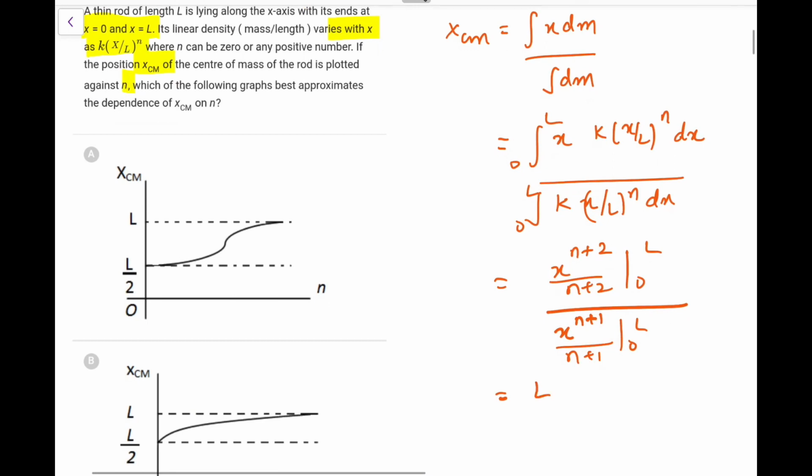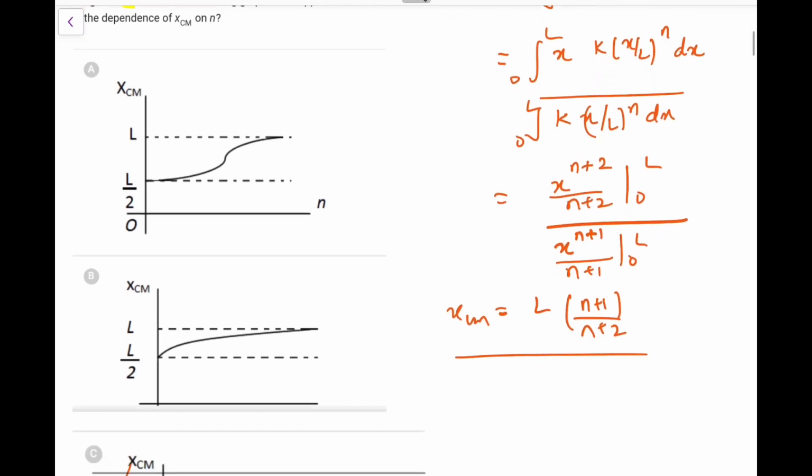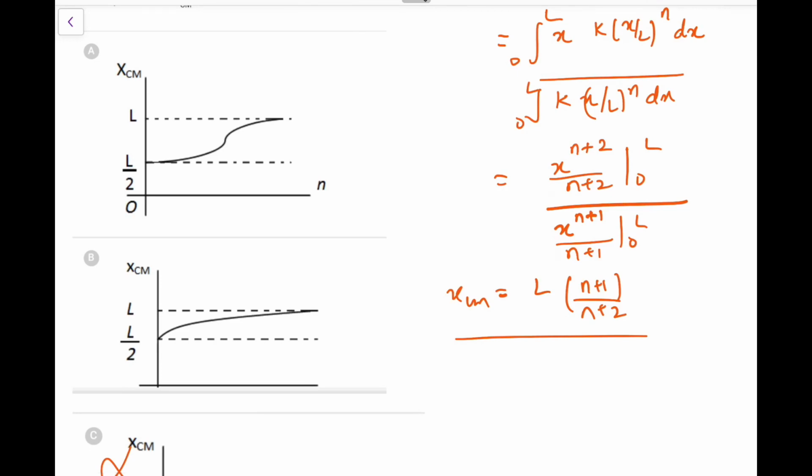So if I simplify it, it would be L into (n plus 1) upon (n plus 2). This is what we are going to have. So this variation, if you are going to have it, definitely it will be like B, not like A for sure. That is easily you can make it out from all these observations.